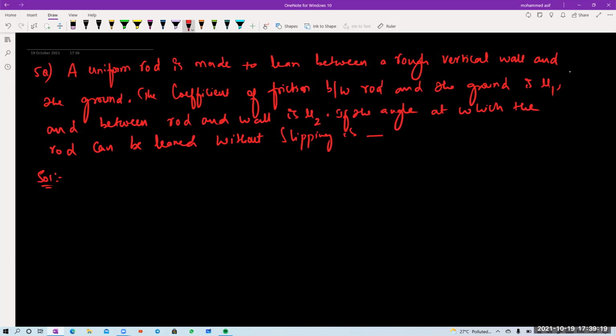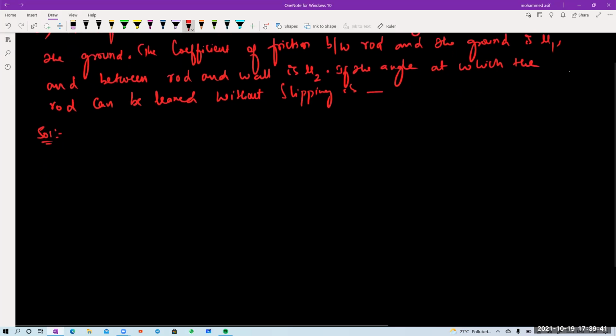Make sure the way you draw the diagram for this one, the understanding is very, very important for us. That's a very important area. First, see what the question is exactly saying. We got a uniform rod and it is made to lean between a rough vertical wall and the ground. The coefficient of friction between the rod and the ground is given as mu1 and between the rod and the wall is given as mu2. The angle at which the rod can be leaned without slipping will be equal to how much?